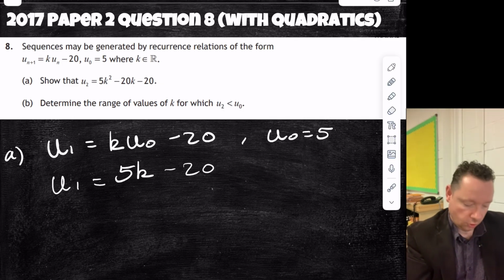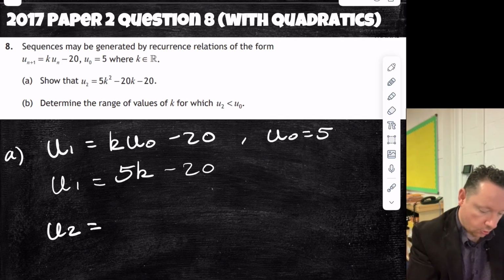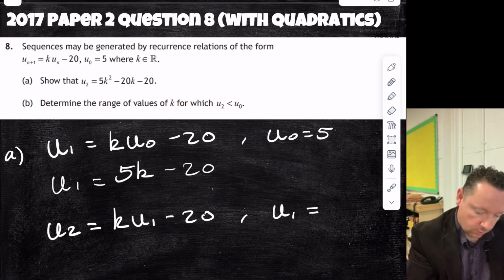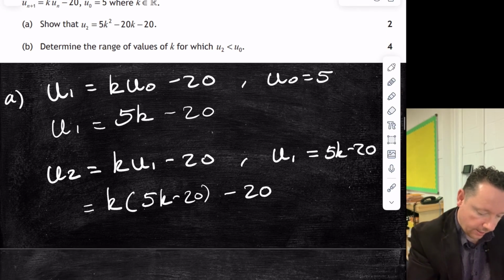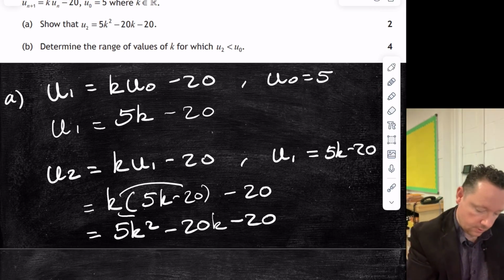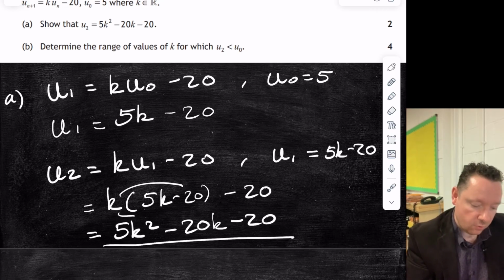And now we can find u2 because going up, u2 is just going to be k u1 minus 20, but we know that u1 is equal to 5k minus 20. So we can just sub that in. So that means that u2 is k times the whole of u1, 5k minus 20, then take away 20 on the end. That gives me 5k squared, multiplying out the bracket, minus 20k, and then we've got minus 20 on the end as required.